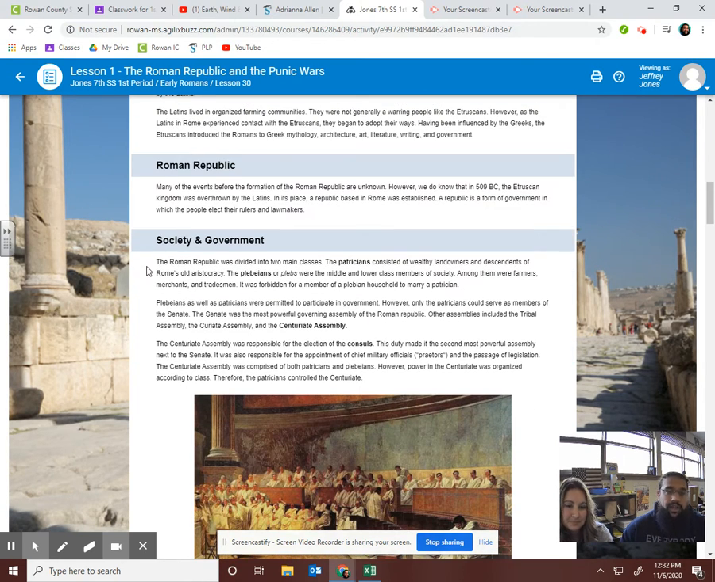Okay, here we go. Society and government. Okay, so the Roman Republic was divided into two main classes. All right, the patricians consisted of wealthy landowners and descendants of Rome's old aristocracy. Okay, the plebeians or the plebes were the middle and lower class members of society. Among them were farmers, merchants, and tradesmen. Okay, it was forbidden for a member of a plebeian household to marry a patrician. So there's a divide there.